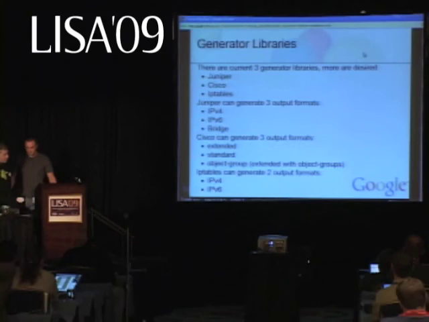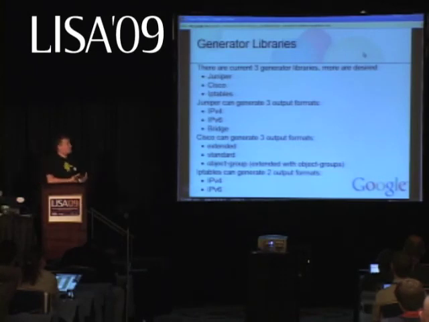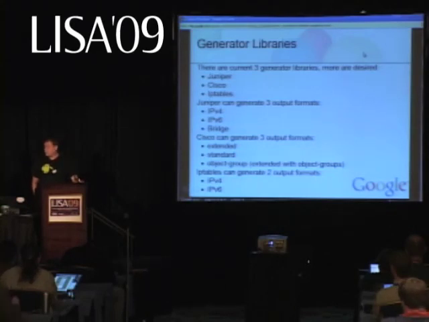So currently today, as we've discussed earlier, we've got three generator libraries that we're using because these are what we use at Google, which is Juniper, Cisco, and iptables. Juniper can support three different output formats: IPv4, IPv6, and bridge filters. Bridge filters were something we added recently because we actually had a need for it. For anybody that cares, they're essentially a way to apply layer 3 filters at a layer 2 interface. They're very similar to regular inet, inet6 filters, but they have some slightly different syntax.